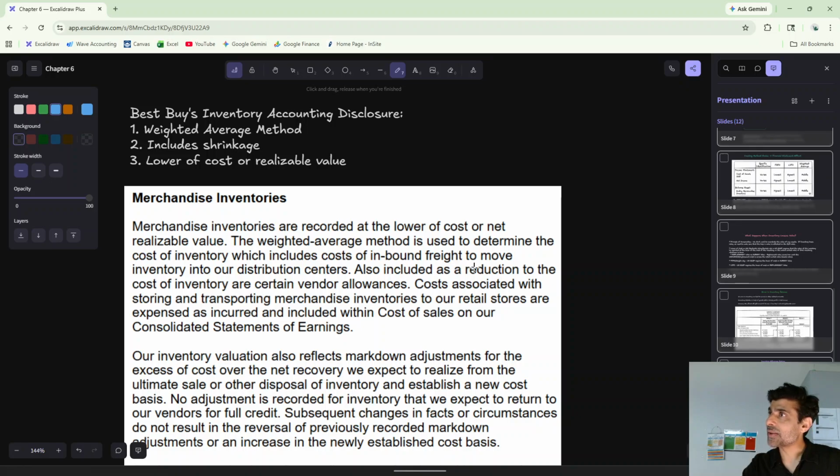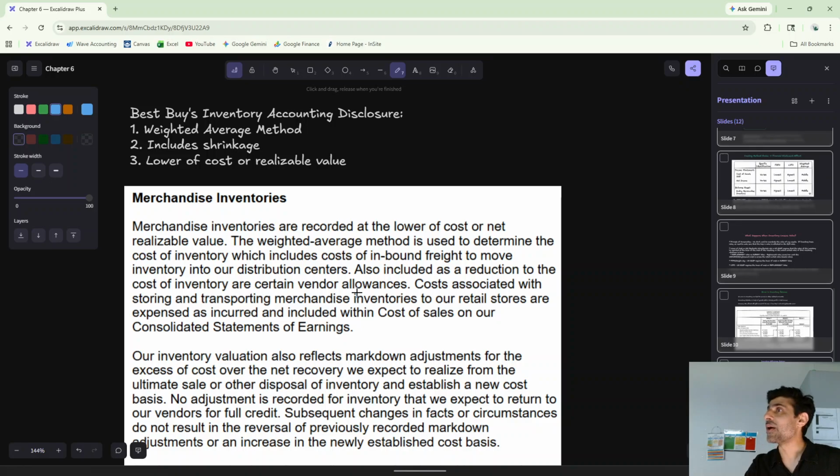So we talked about that in chapter 5. When we have purchase transactions and we pay for freight, we don't expense it right away. We include it in inventory, right? Everyone remember that? They also include reductions based on vendor allowances. So we talked about that.